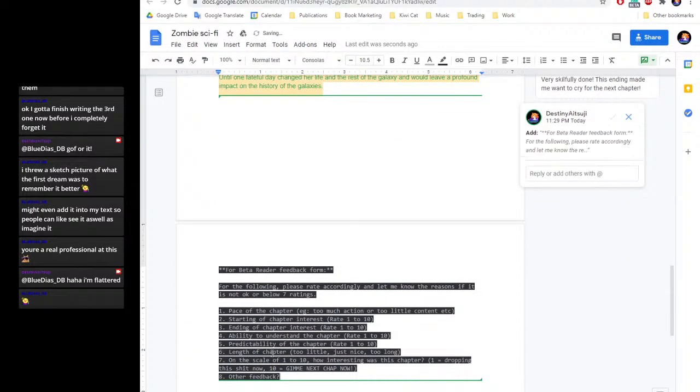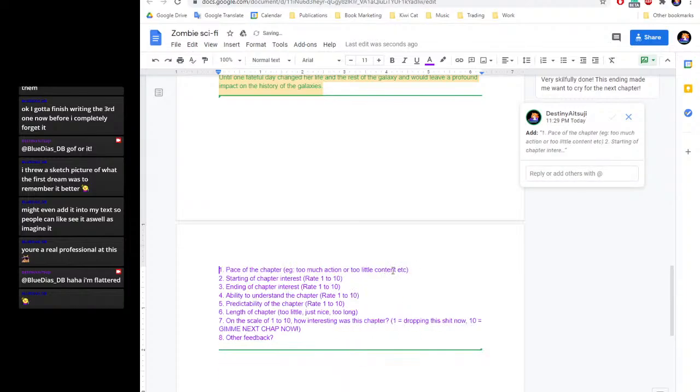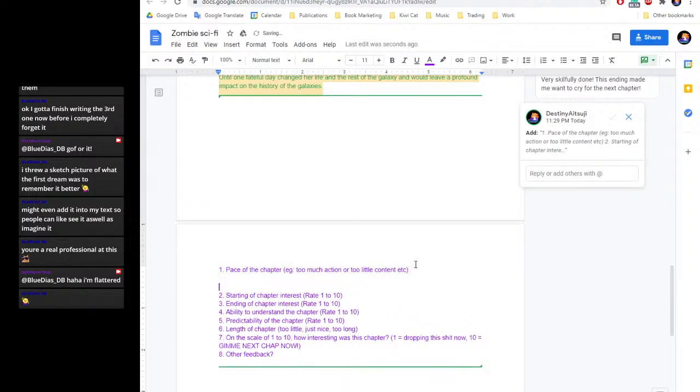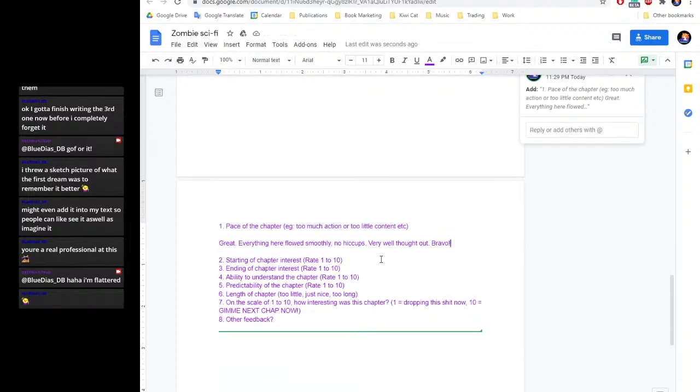Come here. Oh my god. Okay, so let me just delete this nicely. Okay, so the pace of the chapter. How is the pace of the chapter? The pace of the chapter was great. So it was very well thought out over here. There's nothing to say about the pace, okay? This author knows what they are doing.